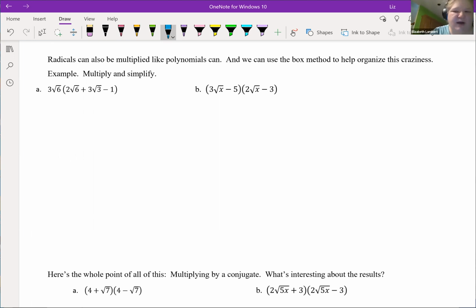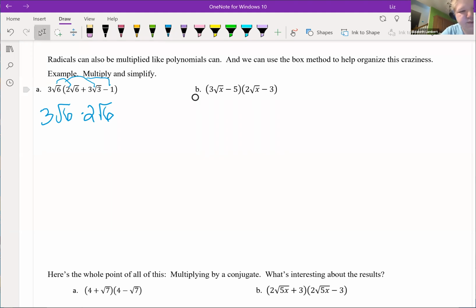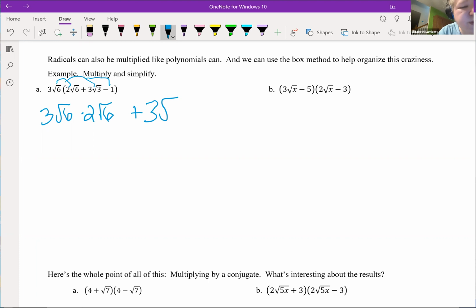Now, because it's only one term outside, I'm not going to draw the box. So I'm just going to draw the pairs instead. And hopefully that makes sense, but you'll see. All right, so that is 3 square root of 6 times 2 square roots of 6. I can already see I need more space. Plus 3 square roots of 6 times 3 square roots of 3 minus, I really write too big, 3 square roots of 6 times 1.